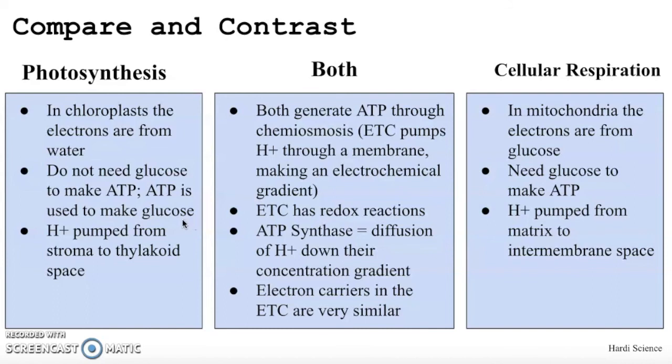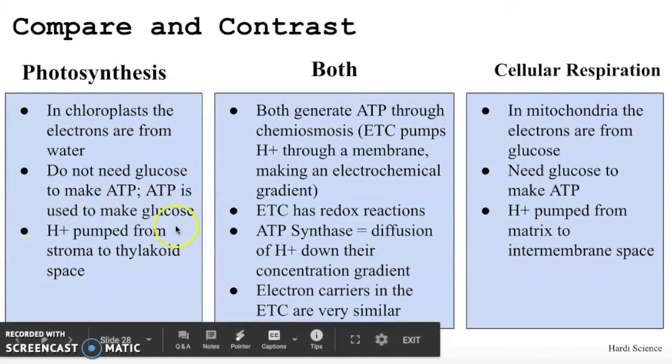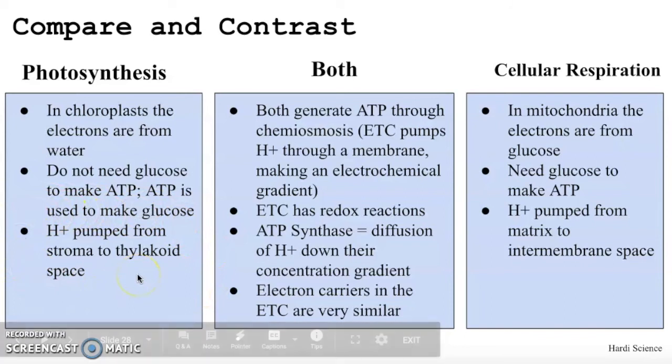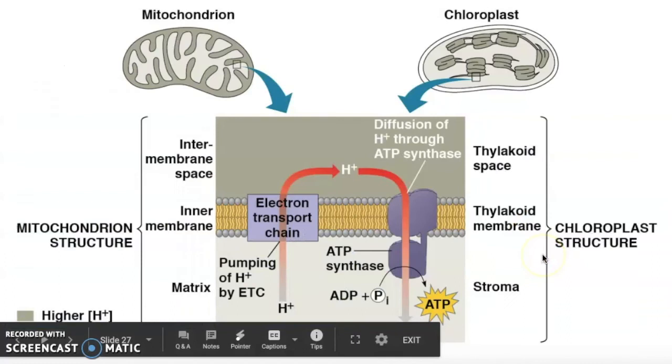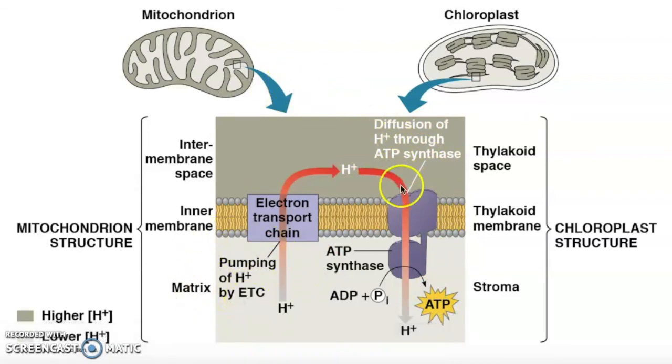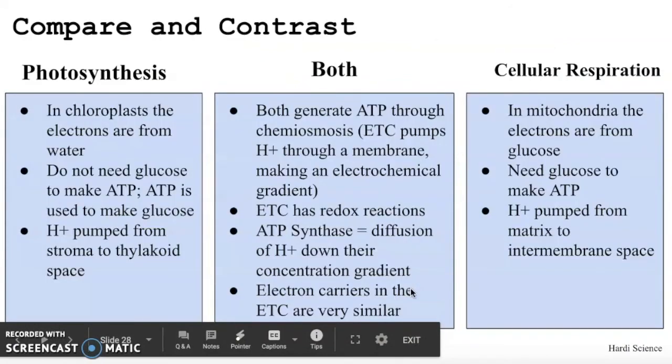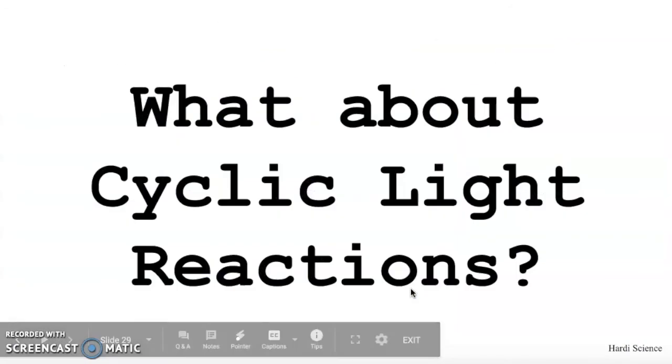And then finally, over here, we can actually refer back to the diagram and see where the H plus is being pumped from and into. So in photosynthesis, the hydrogen ions are pumped from the stroma to the thylakoid space, but in cellular respiration, the hydrogen ions are pumped from the matrix to the intramembrane space. So if we go back here, right, so chloroplast, we're pumping hydrogen ions from the stroma, light gray, to the thylakoid space, and then they diffuse back into the stroma. In the mitochondria, we're pumping hydrogen ions from the matrix into the intramembrane space, and they diffuse back into the matrix. So location-wise, it's a little bit different.